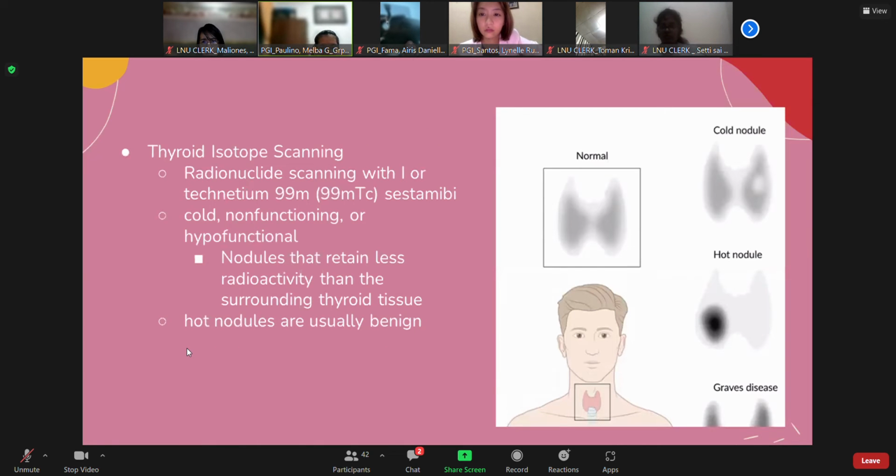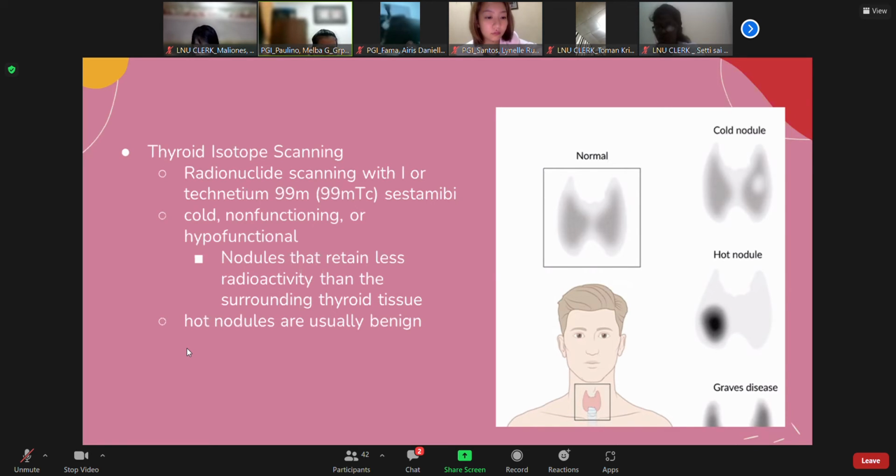Next one is the thyroid isotope scanning. This usually uses radionuclide scanning with iodine-123 or technetium-99m. This will usually determine the function of the nodule. So if the nodule is non-functioning and hypofunctional, this is usually called a cold nodule, as seen in the figure above.